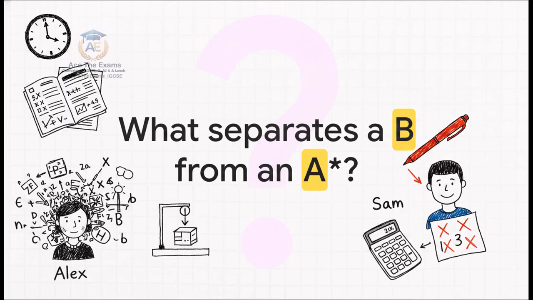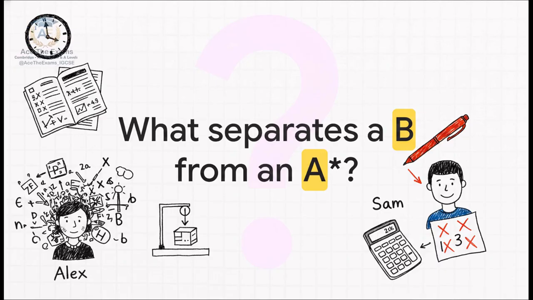And then we have Sam. Sam is the rusher. Sam looks at the exact same question, punches some numbers frantically into the calculator, slaps down a final answer, but completely misses the command word requirements. The question specifically said calculate and explain, but Sam just calculated. No working out shown, no method, nothing.